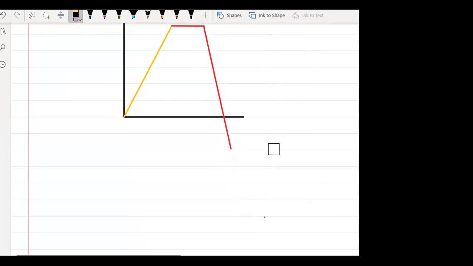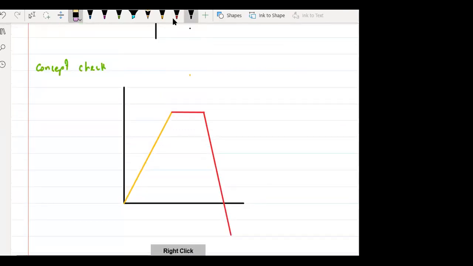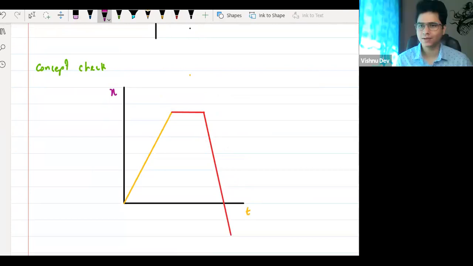ठीक है, मान लो ऐसा है. Think about it. मान लो ये ऐसा है. Now tell me, right? This is time. This is x. So tell me, is this a distance time graph or displacement time graph? बताओ. ये ग्राफ देखकर तुम बताओ कि ये डिस्टेंस टाइम ग्राफ है या डिस्प्लेसमेंट टाइम ग्राफ.